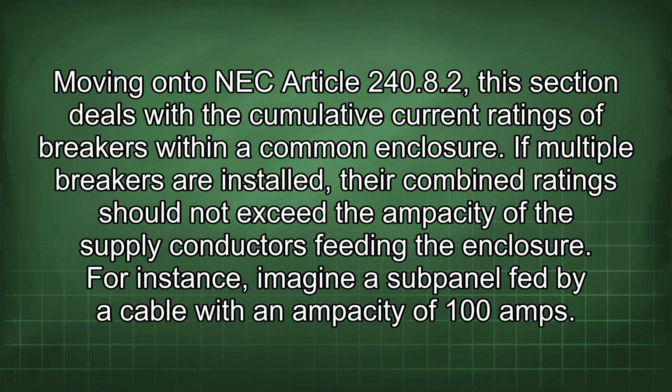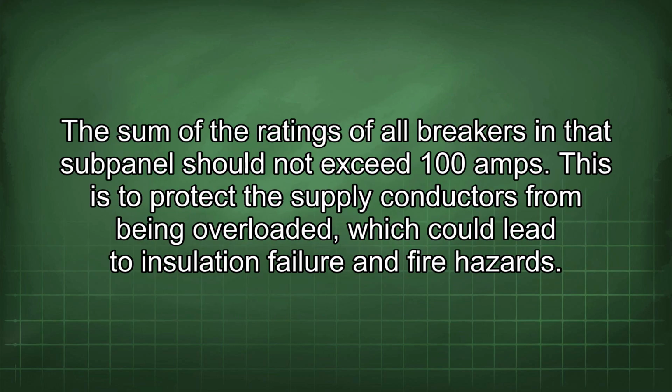Moving on to NEC Article 240.82, this section deals with the cumulative current ratings of breakers within a common enclosure. If multiple breakers are installed, their combined rating should not exceed the ampacity of the supply conductors feeding the enclosure. For instance, imagine a subpanel fed by a cable with an ampacity of 100 amps. The sum of the ratings of all breakers in that subpanel should not exceed 100 amps. This is to protect the supply conductors from being overloaded, which could lead to insulation failure and fire hazards.